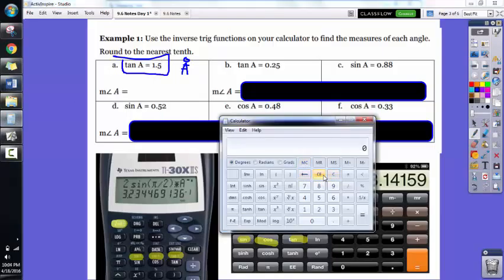Okay, you take out your calculator, and you want 1.5, and then you want the inverse tangent. On this calculator, I just see tangent, so I have to push shift, or on the computer it's INV, and now I see the little -1 up there. So the inverse tangent of 1.5 is 56.3099, so 56.31.